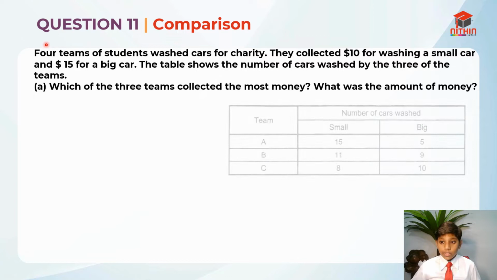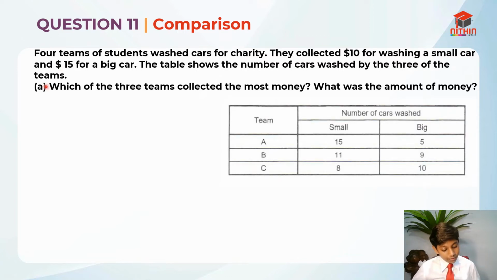So this is question 11. For part A, it is testing us on comparison. This question has two parts, part A and part B. So let's read the question first.